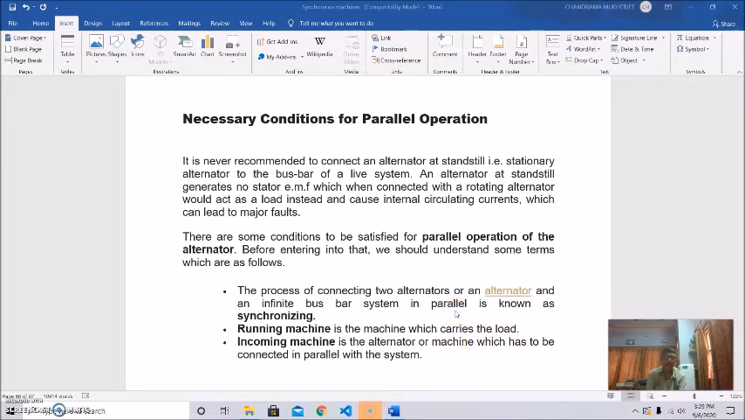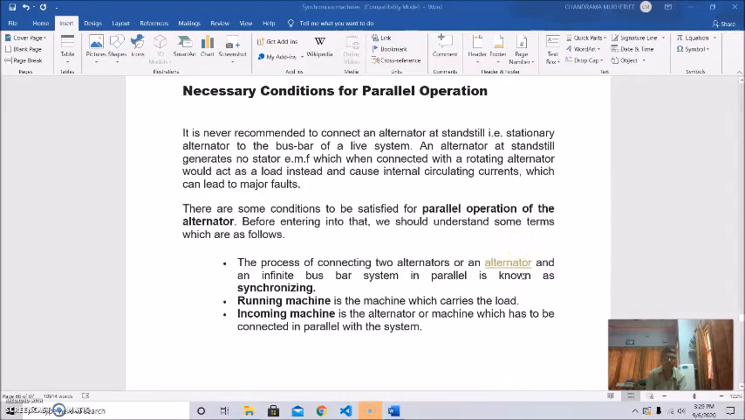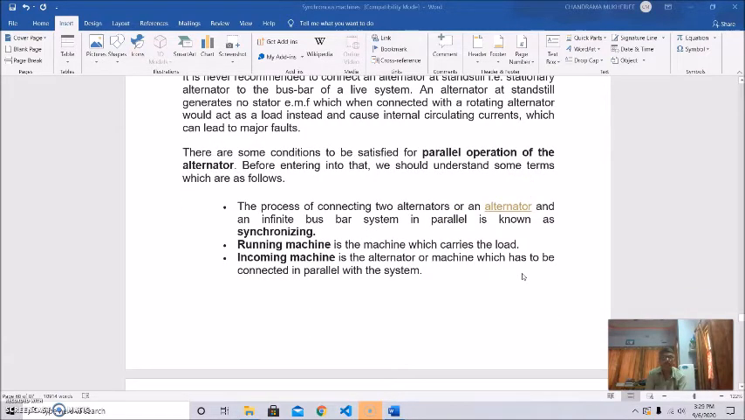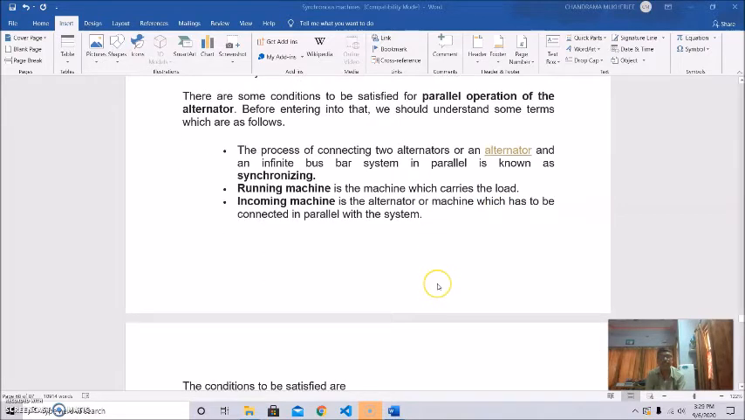Before entering into that, we should understand some terms. The process of connecting two alternators, or an alternator and an infinite busbar system, in parallel is known as synchronizing. A running machine is the machine which carries the load. An incoming machine is the alternator or machine which has to be connected in parallel with the system. So these are the basic terms you must know for parallel operation: synchronizing, running machine and incoming machine.